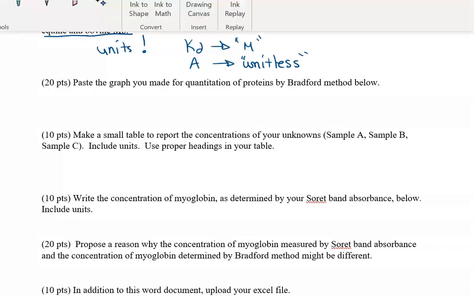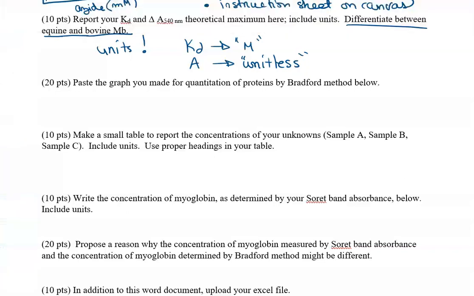That brings us now back to the worksheet to make sure that we're on track. So the graph for the quantitation of protein by Bradford, we covered that. Small table to report the concentration of your unknowns. Include units, proper headings in the table. You should be able to do that. We covered how to calculate the concentration of protein in each of your unknowns.